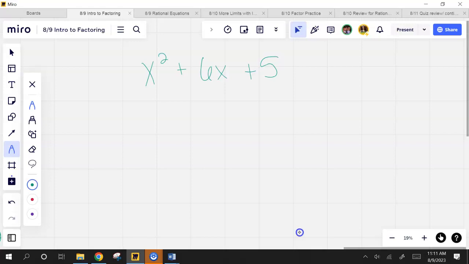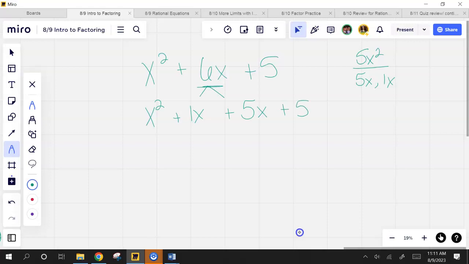Multiply the first and the last term together. So x squared times 5. Now, what two things multiply to 5x squared, but they add to 6x? 5x and 1x. These are the two numbers that I am going to use to rewrite 6x. I'm splitting it up. So now I have x squared plus 1x and 5x. Is anybody confused?